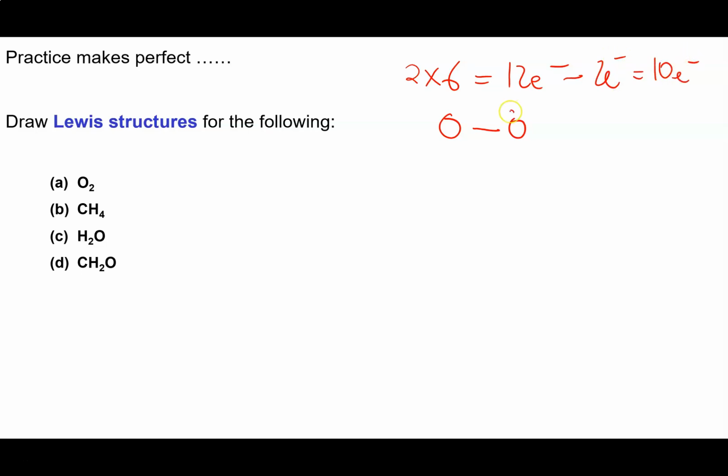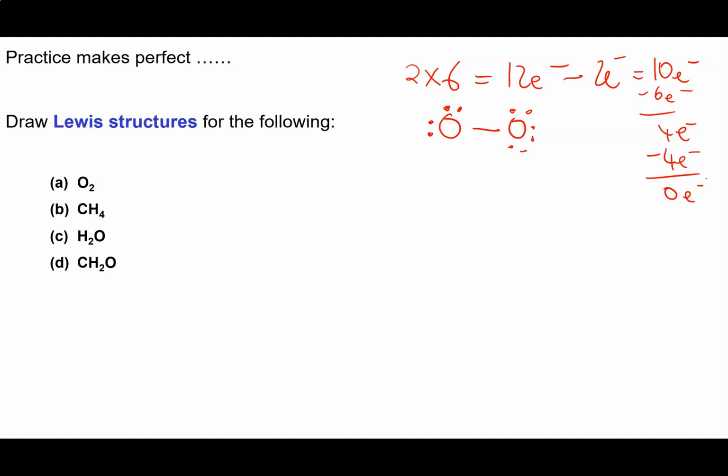And then I've got to complete the octet on my outer atom. Here we go, 2, 4, 6, 8. So I'm going to take away 6 electrons, leaves me with 4 electrons. Place any leftover electrons on my central atom. So no electrons left.